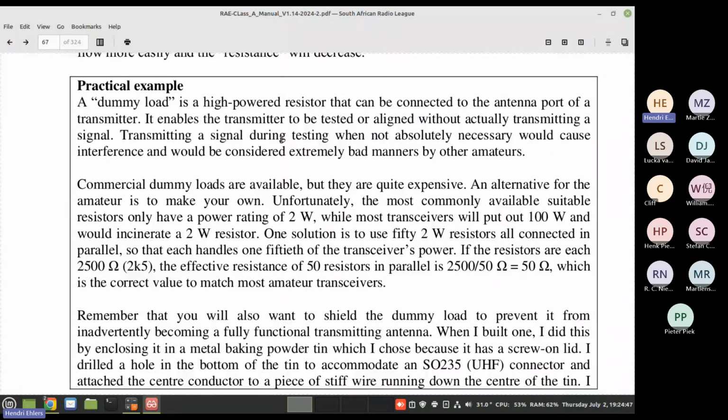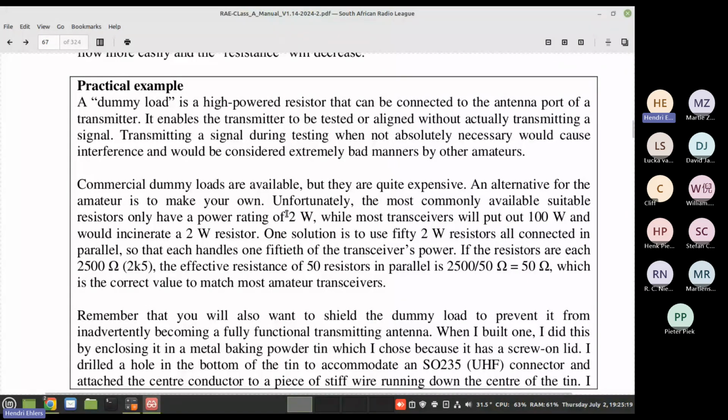We know that we're not supposed to use wire wound resistors. You get a special type of resistor that's also very difficult to get hold of in South Africa. It's easier to buy the commercial dummy load. But if you can get your hands on the non-inductive resistors, you can build your own one.